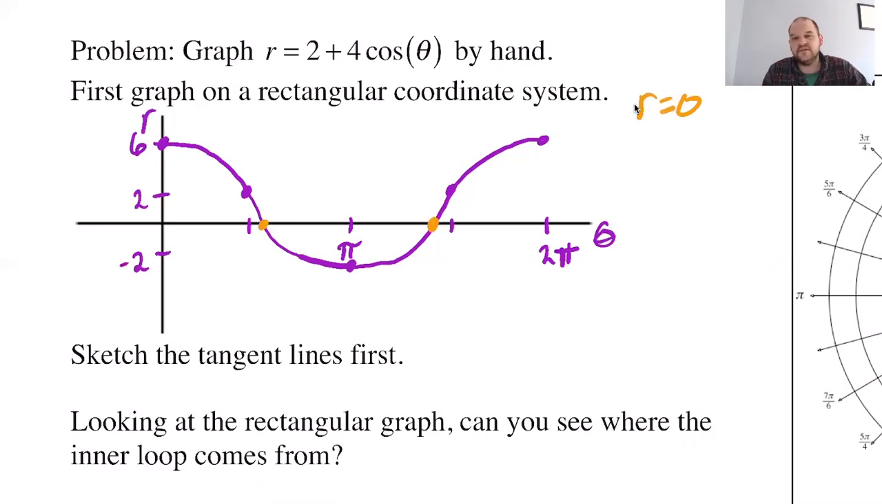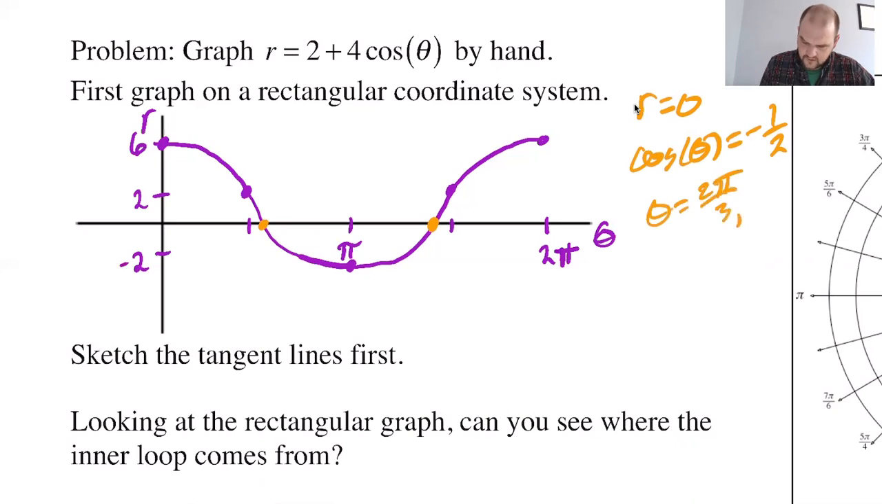So r equals 0 means that 2 plus 4 cosine theta equals 0, which means that cosine of theta is -1/2. And if cosine of theta is -1/2, then you can think of your unit circle, right? So the x coordinates are -1/2, so you kind of know it's 2 pi over 3 and 4 pi over 3. So let me write those down. 2 pi over 3 or 4 pi over 3. So I'm going to dot those in as tangent lines.